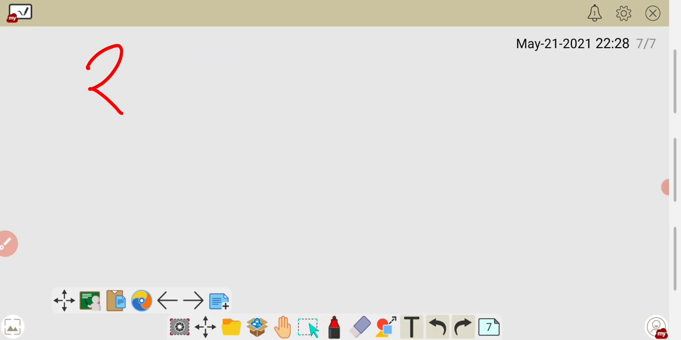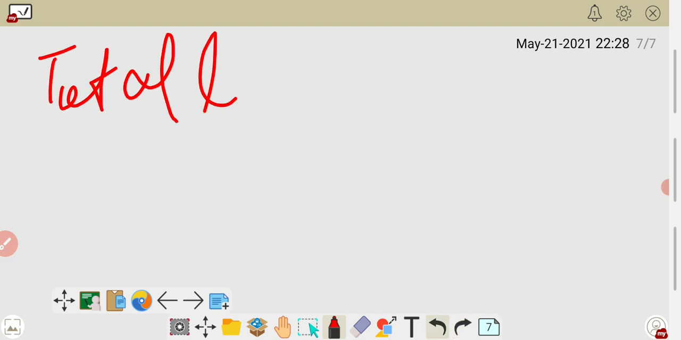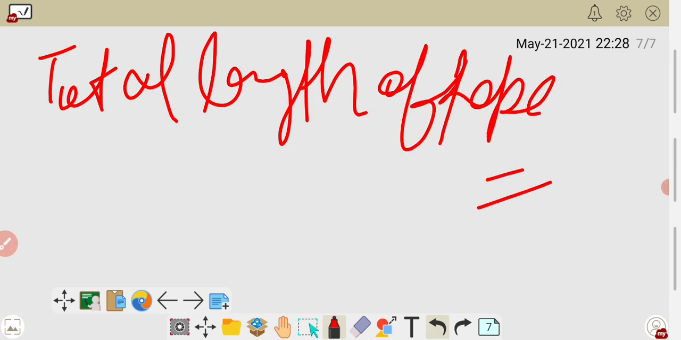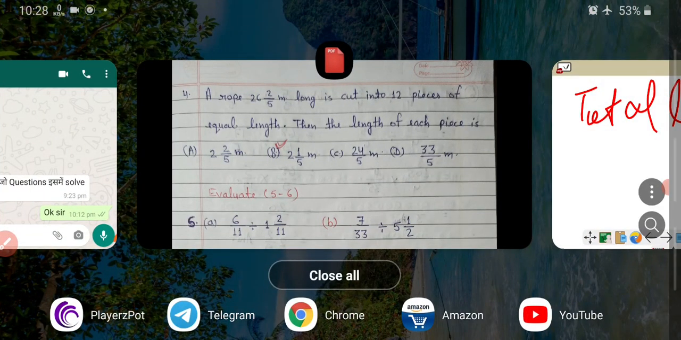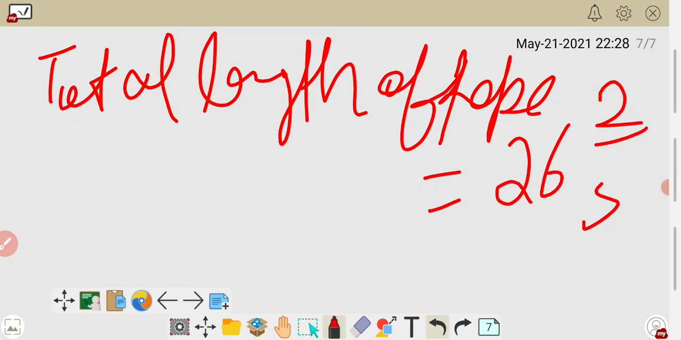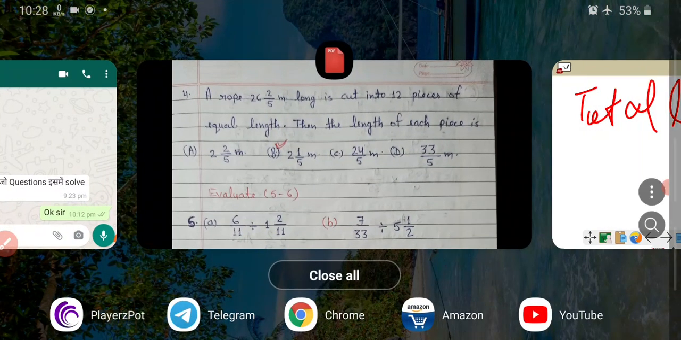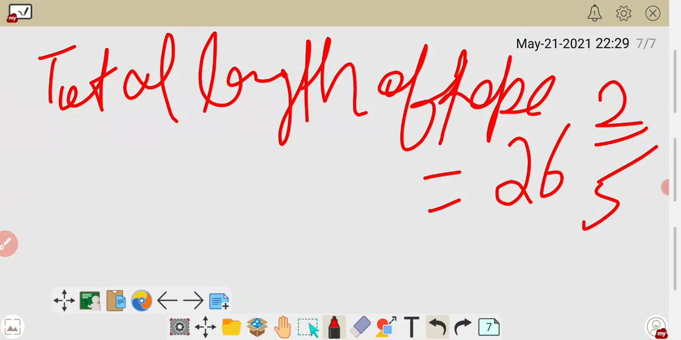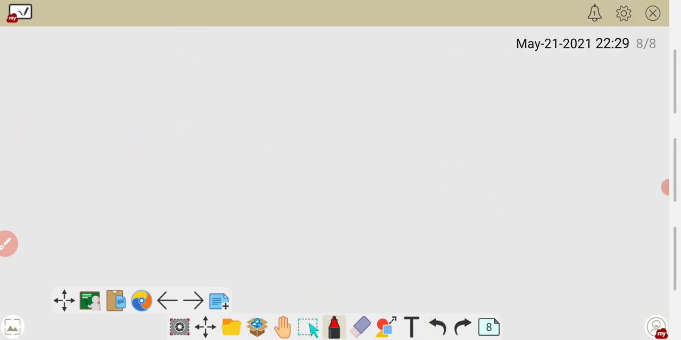Okay, so can we write like that? Total length of rope is equal to, what is the total length? 26 2 by 5. Now you have to convert it into 12 equal pieces. So find the length of each piece. For determining the length you have to divide. So you have to write here length of each piece.